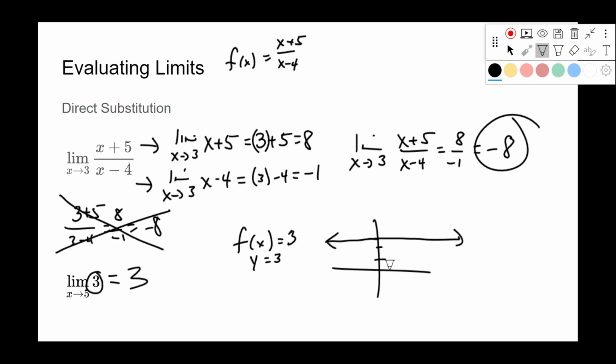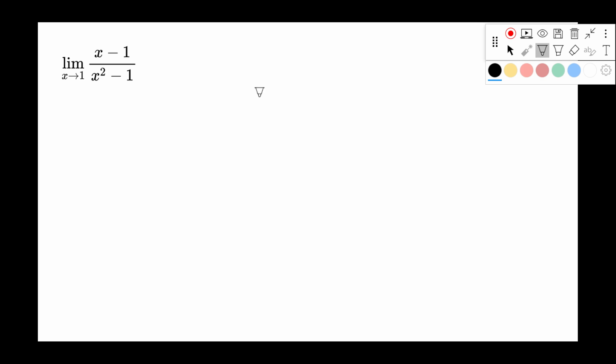As x approaches 5, from both the left and the right, the y value, well, it's 3. It's always 3. So this limit is equal to 3. Okay? All right. Now, let's make it a little more complicated.